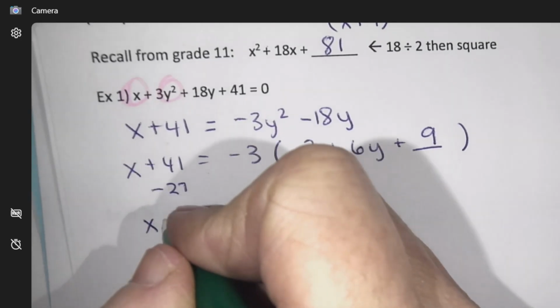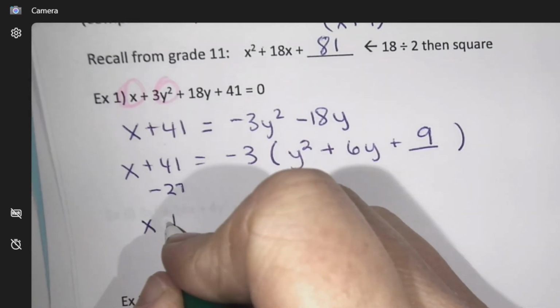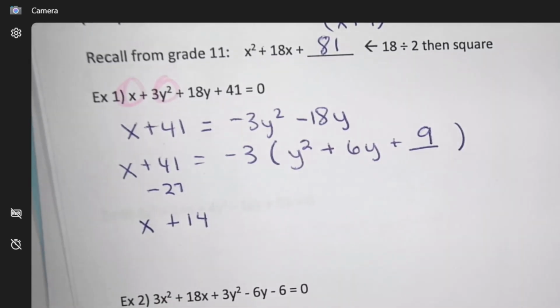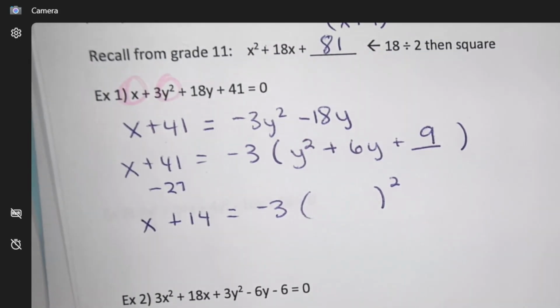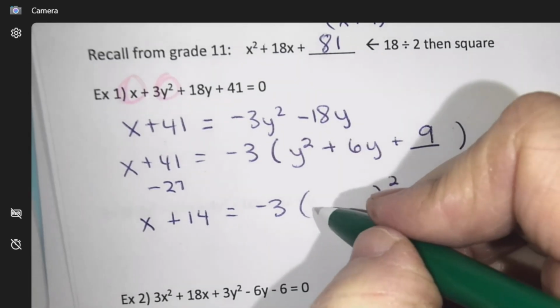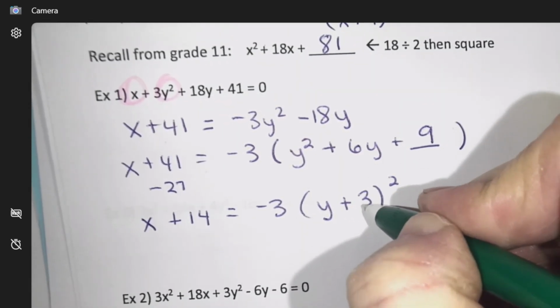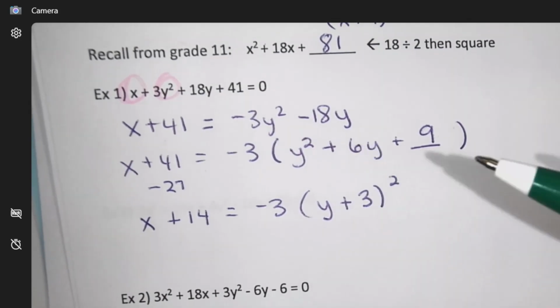Okay, so finalize it. So x, what is that? 14. Is that 14? Right? Yeah. How's my mental math? And then we're going to write this as a perfect square. So what multiplies to 9 and adds to 6? So it needs to square to that and double to that. Multiplies and adds.